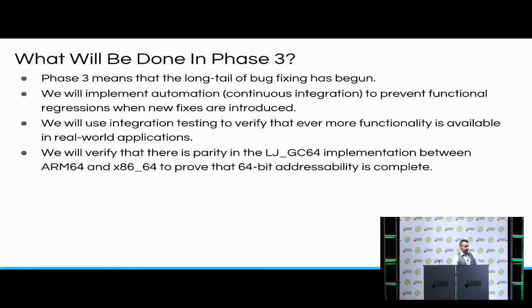All right, so what will be done in phase 3? As I said, we have a long tail of bug fixes, implementing the automation CI and integration. There were some lingering issues with LJGC64, but my understanding is we're very close to x86-64 here. This feature enables 64-bit address space in Lua, and that was just recently added to x86-64. I think it was 1.5, 2 months ago. So we're not too far behind x86-64 in this regard.